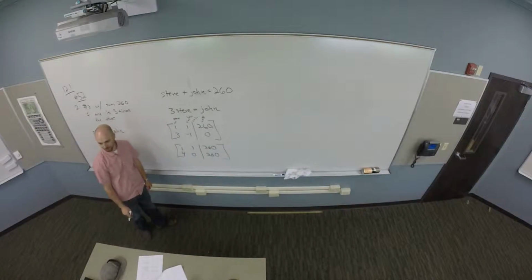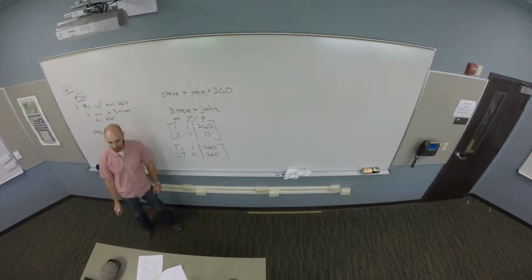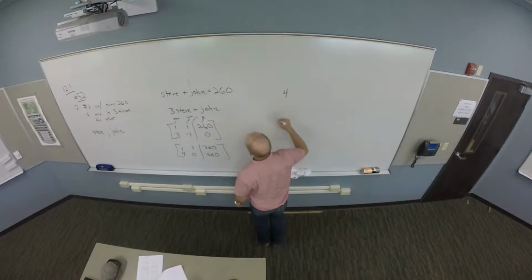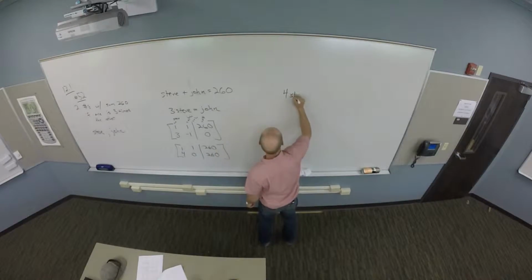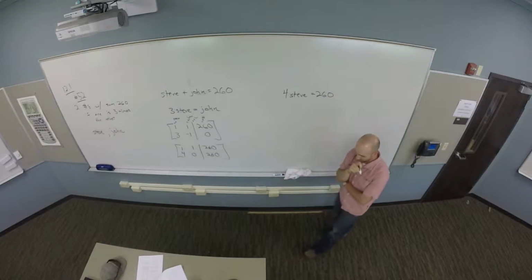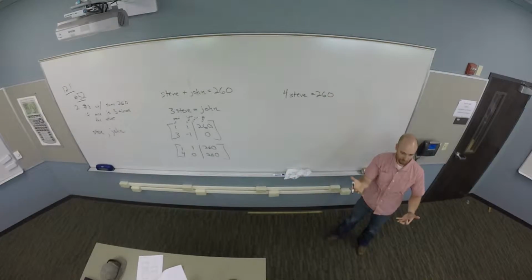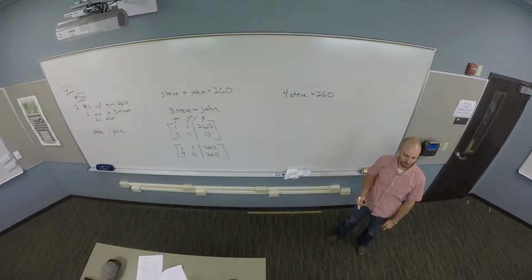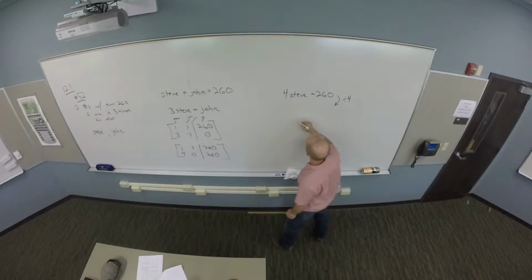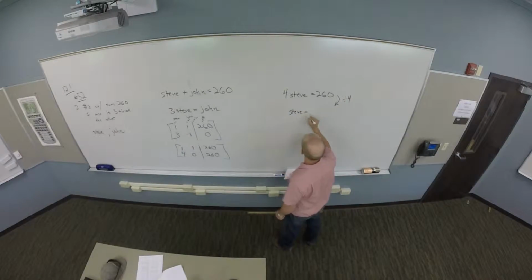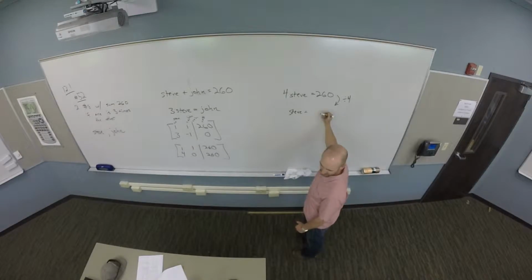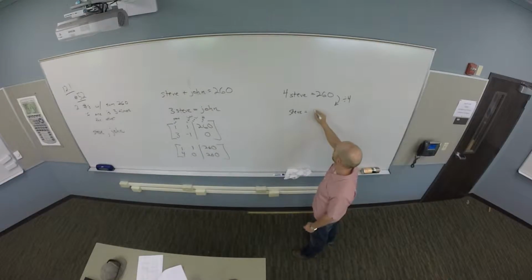Okay, so what does the second equation tell you? 4 Steves is 260. Okay, so then what do I do? You just solve it. Divide both sides by 4, so Steve is 260 over 4. What's 260 over 4? 65.